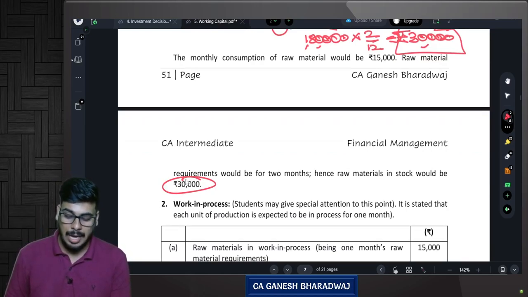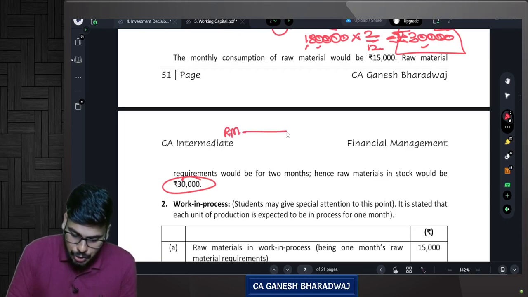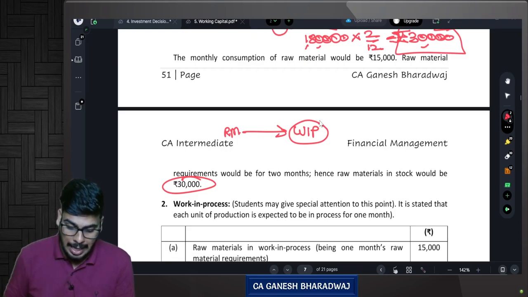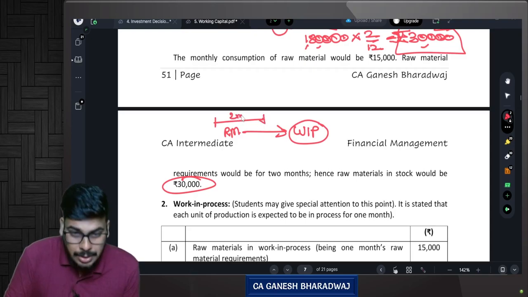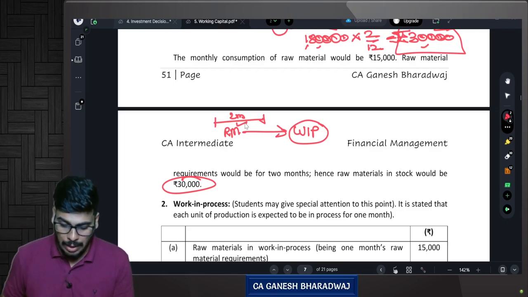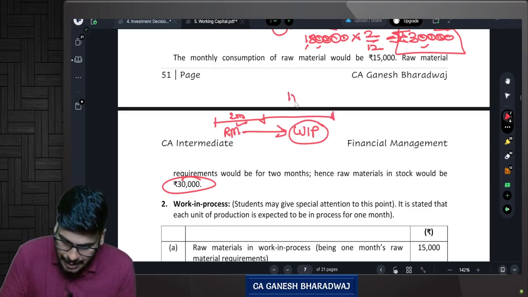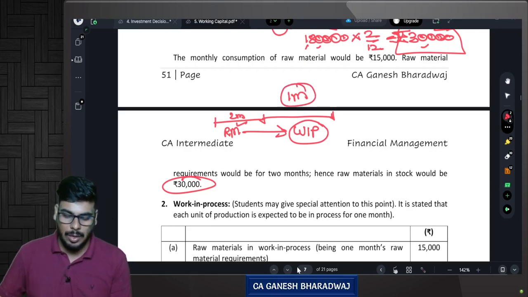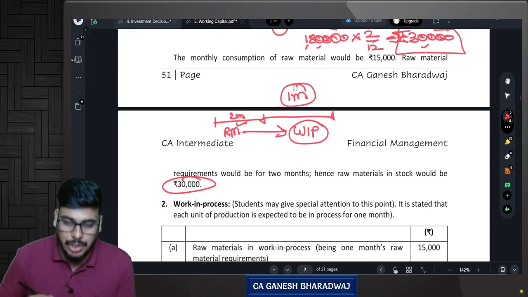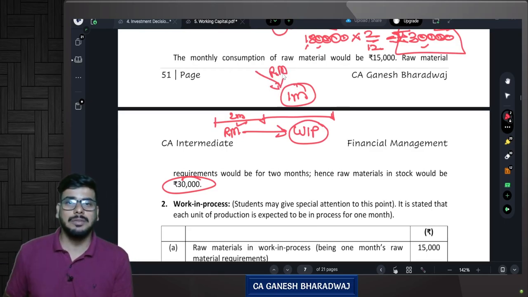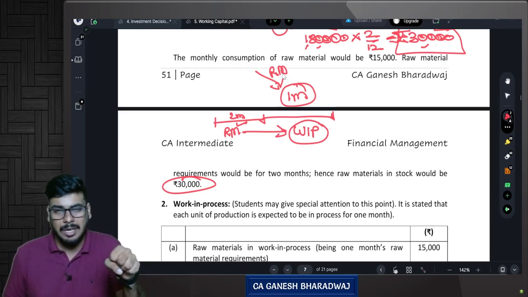Then this raw material now needs to be converted into finished goods. This process of conversion is called WIP, correct? Now, for a period of 2 months, raw material remains as raw material. It is not touched by anyone, correct? Then what they are saying next is that it takes one month for the company to carry out the process. For the next one month, the processing happens, correct? During this one month, when I am processing, the entire raw material will be blocked, that is, the entire raw material is utilized for this 1 month of processing.